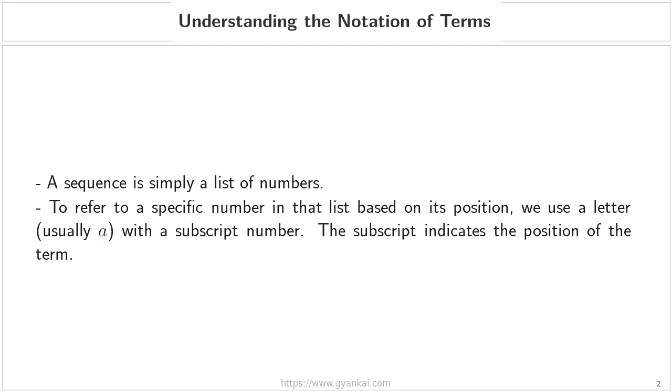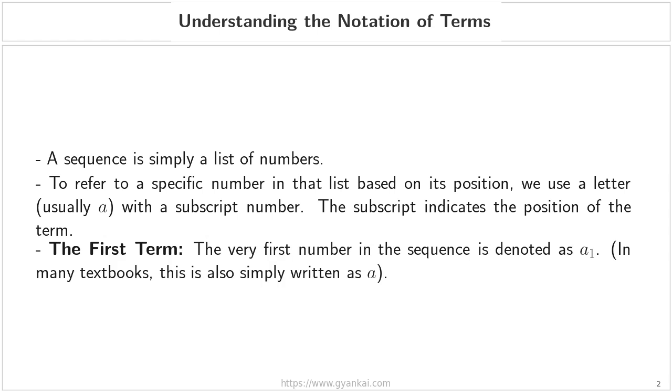Understanding the notation of terms. Think of a sequence simply as an ordered list of numbers. To avoid confusion, we don't just point at a number. We use a specific label to refer to a number based on its position in that list. We typically use a lowercase letter, a, with a small subscript number attached to it. That subscript is the key. It tells us exactly which position we are talking about. For instance, the very first number in our sequence is called the first term, and we denote it as a sub-1. You might notice in some of your textbooks that they simply write this as a without the subscript, but a sub-1 is much more precise.